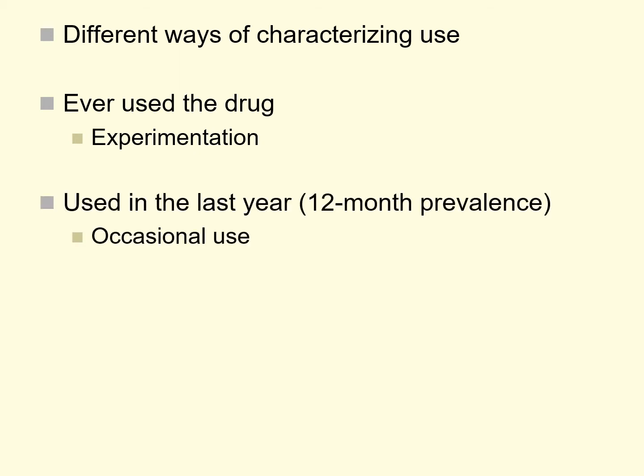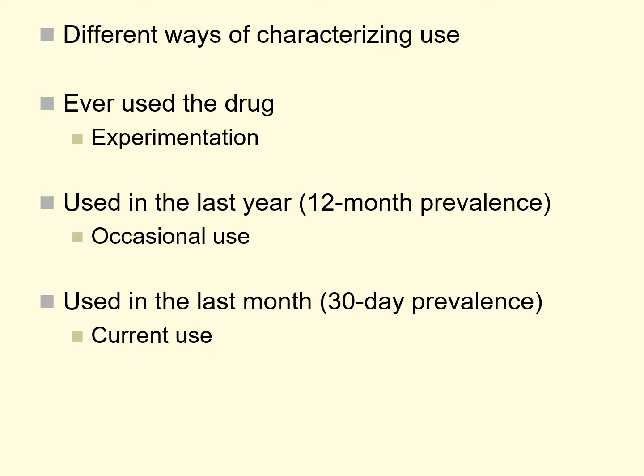They ask for the same drugs: have you used that drug in the last 12 months, or in the last year? This is called the 12-month prevalence. This is also sometimes called occasional use. So, have you used cocaine in the last 12 months? Have you used nicotine or tobacco in cigarette form in the last 12 months?